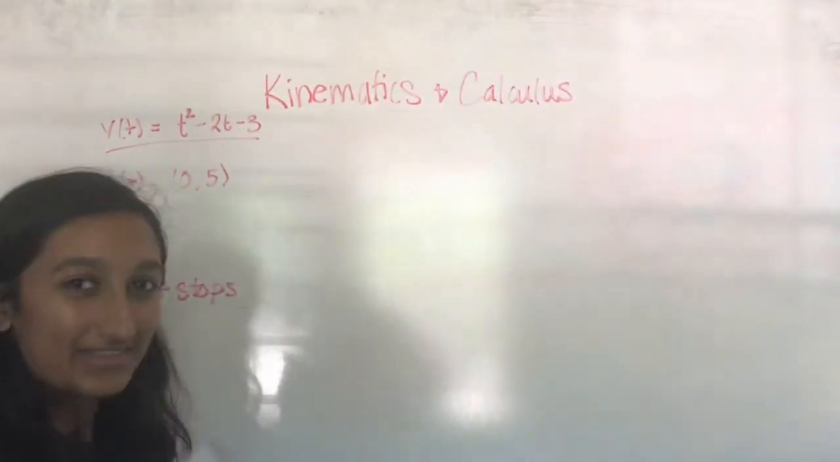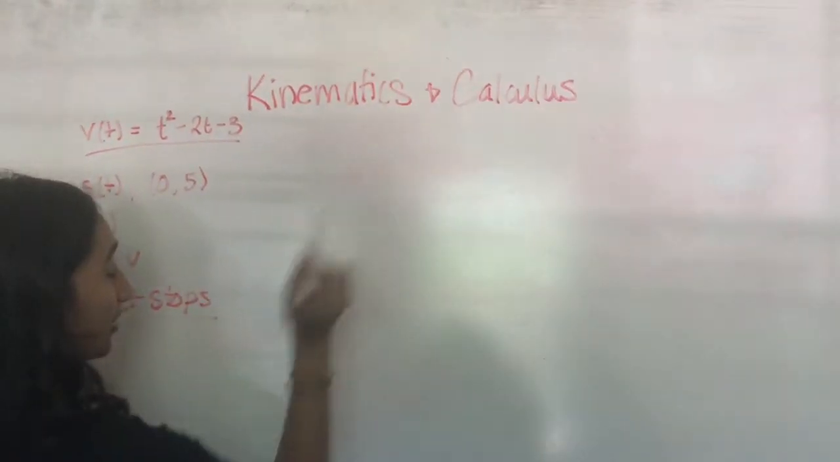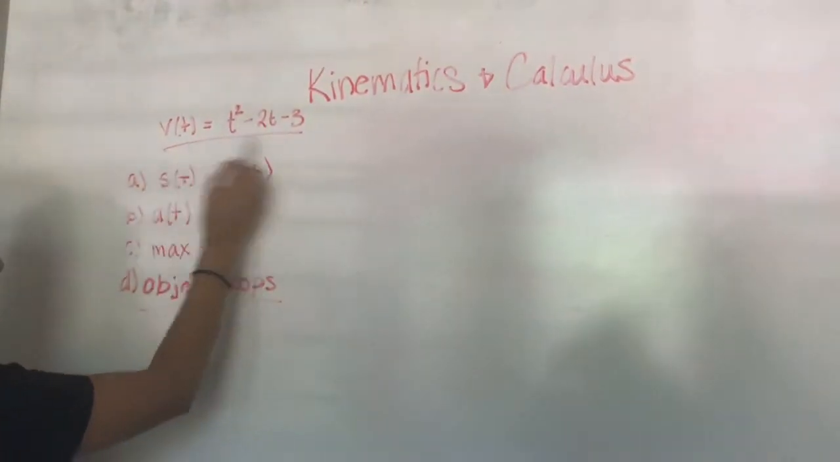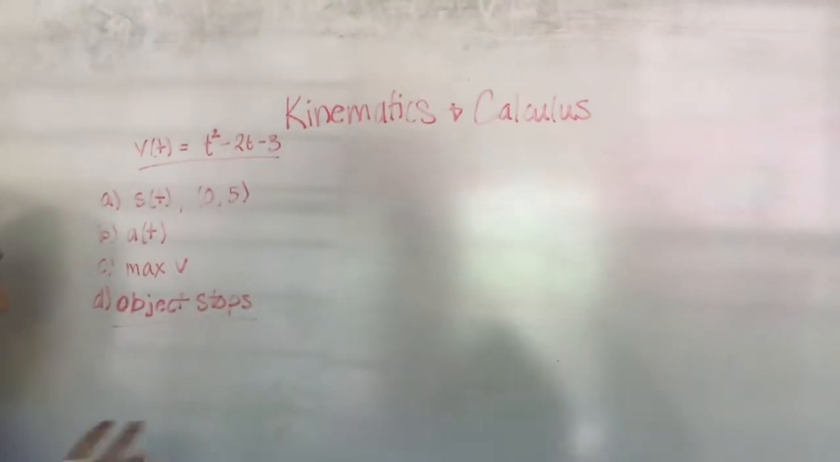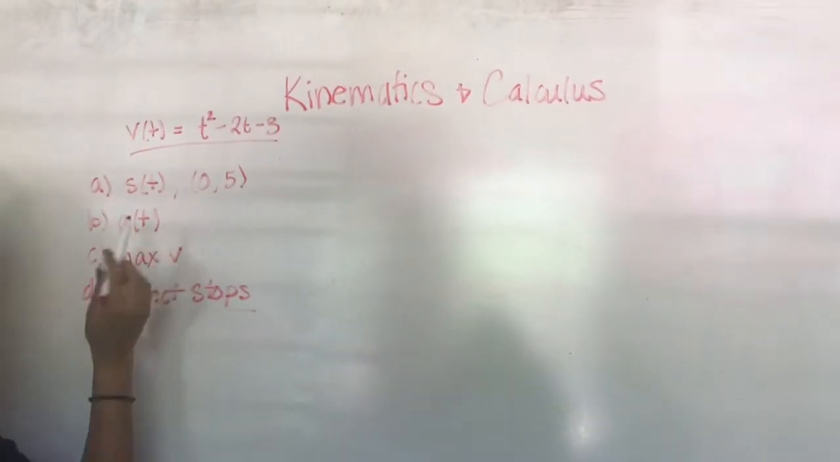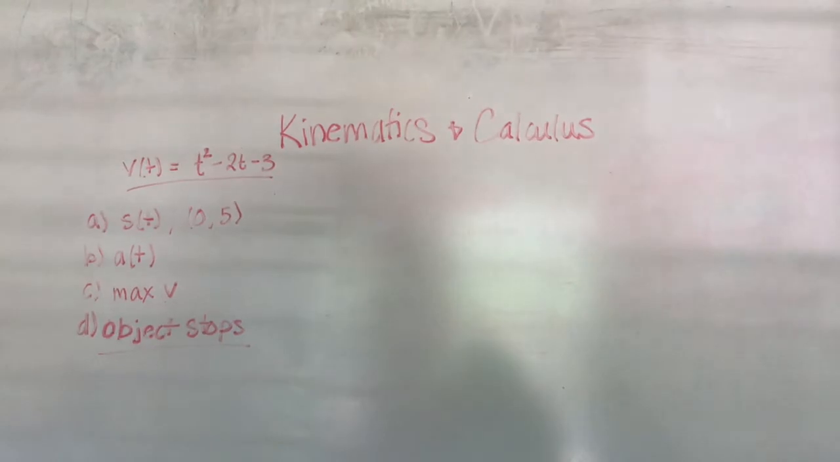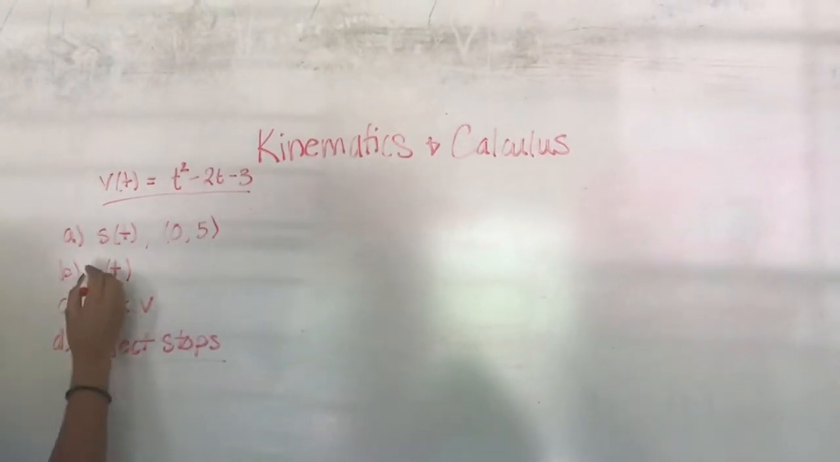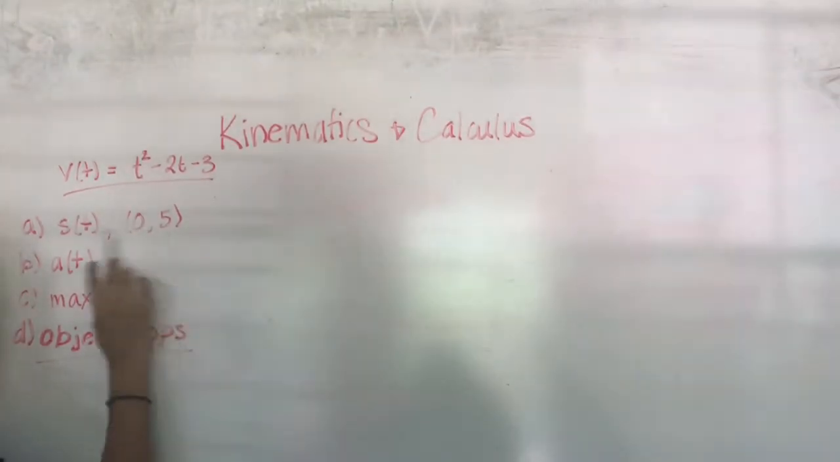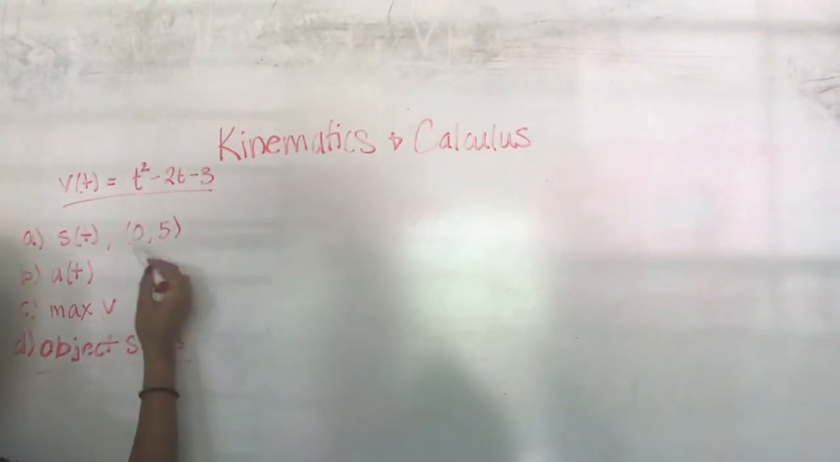Okay, so I'm going to explain the physics concepts of kinematics and calculus. So basic kinematics combined with basic calculus. So this is my velocity equation. It's just a basic regular equation that's going to represent velocity. And then in this question, I'm going to find my position when my initial condition is when time equals 0 and my position equals 5. So that's shown by this coordinate.